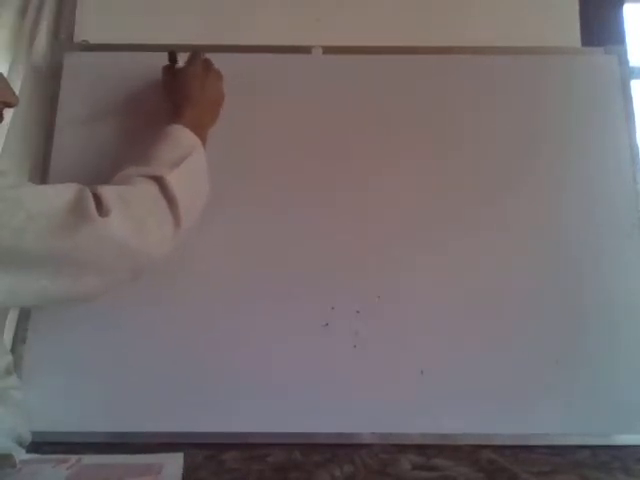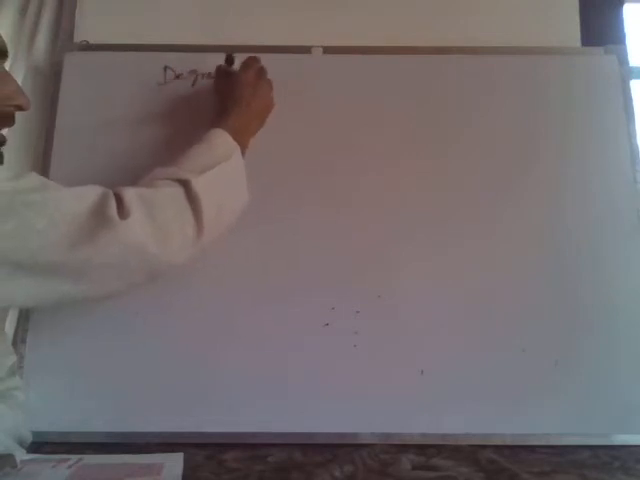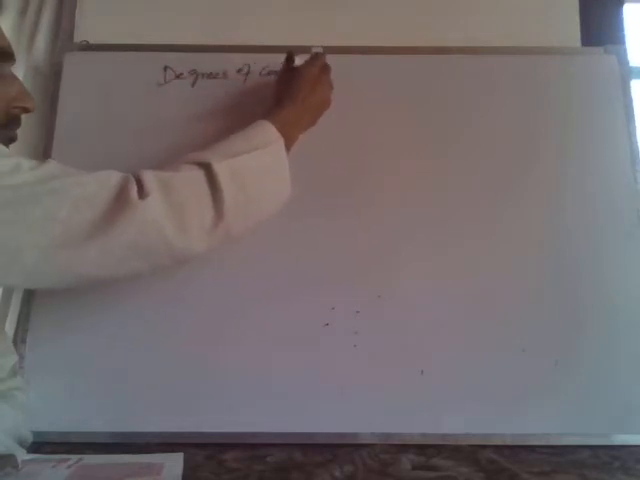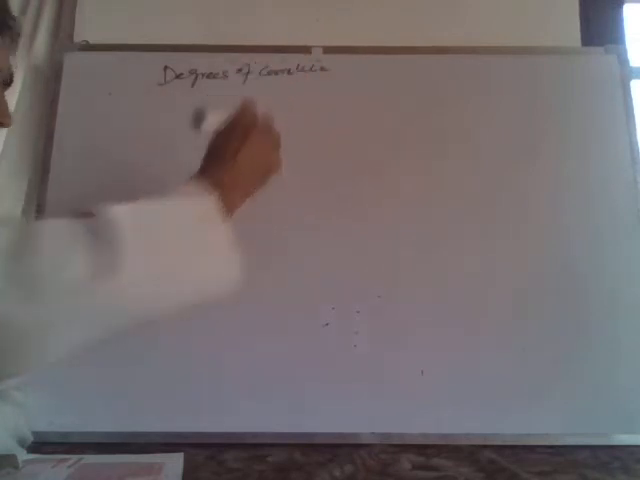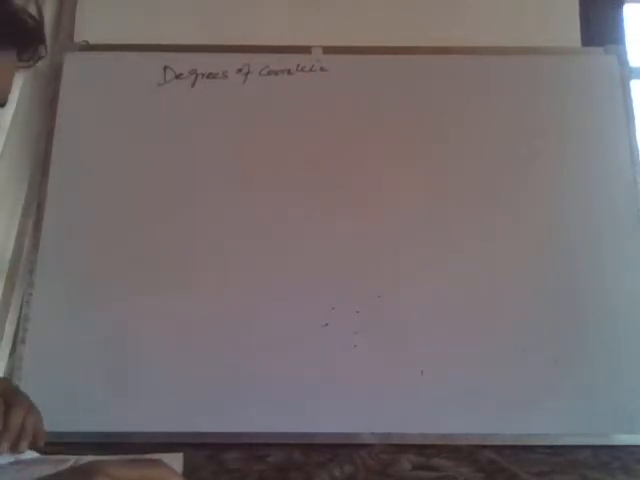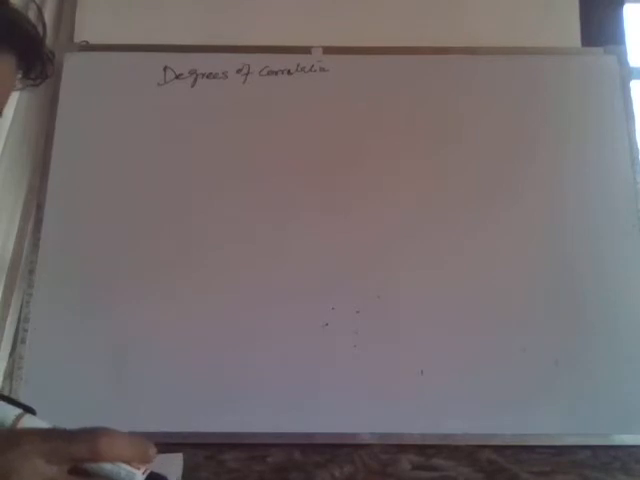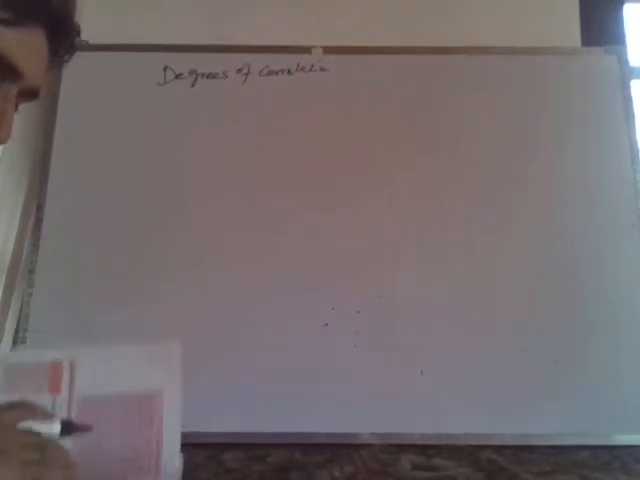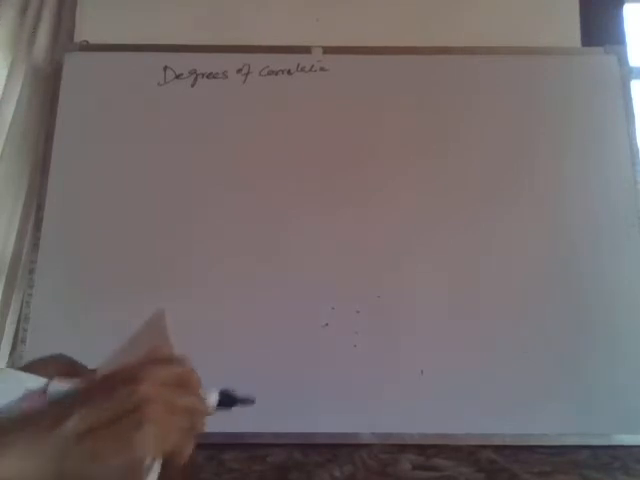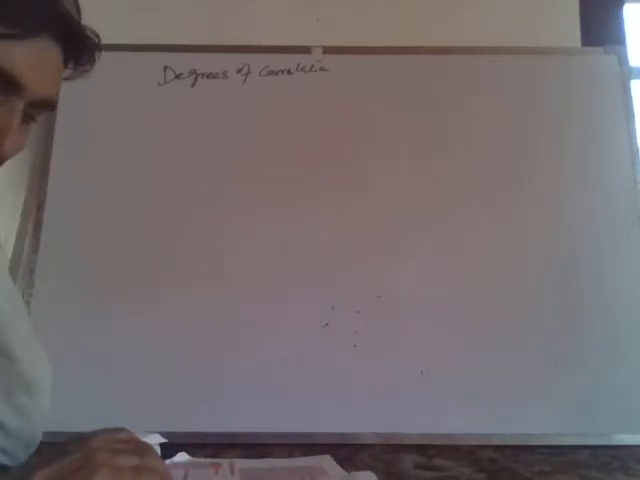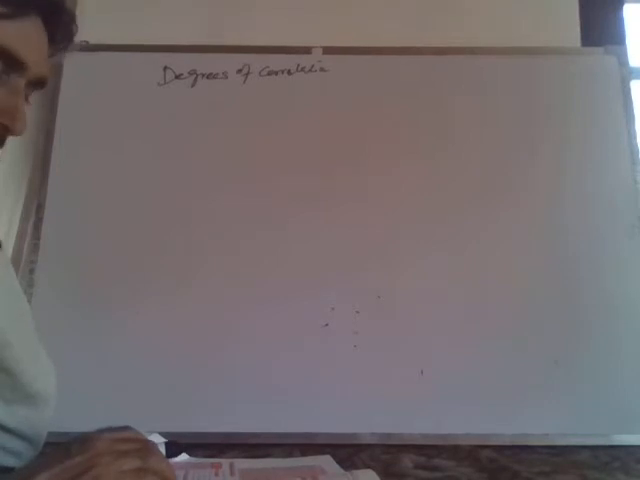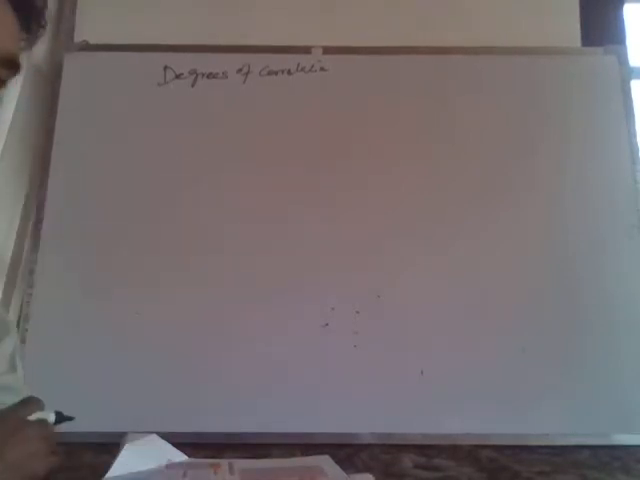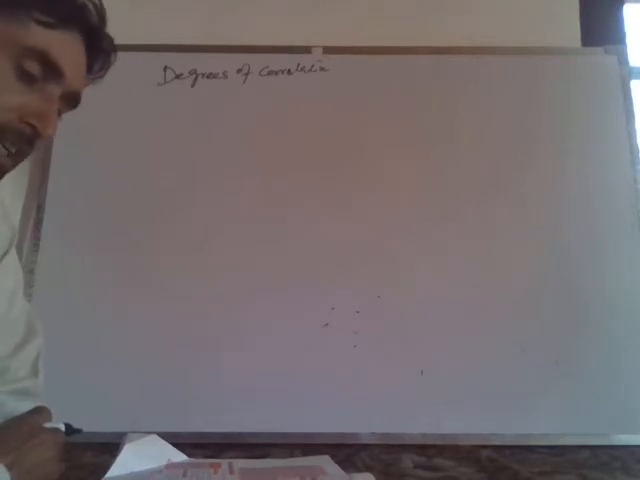आज हमारा टॉपिक है डिग्रीज ऑफ कोरिलेशन। हमने टाइप्स ऑफ कोरिलेशन पढ़े हैं, जिसमें हमने पढ़ा है first we have two types of correlation, that is positive correlation and negative correlation. Then we discussed about the next classification of correlation, that is linear correlation and non-linear correlation. Now we will proceed towards the degrees of correlation.